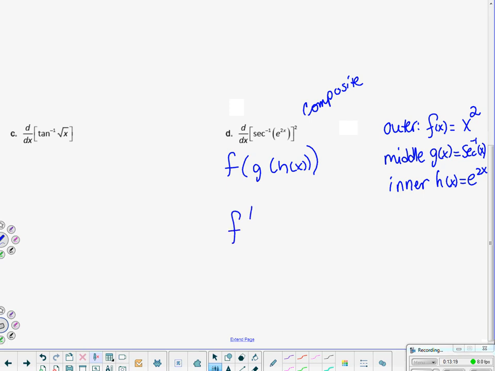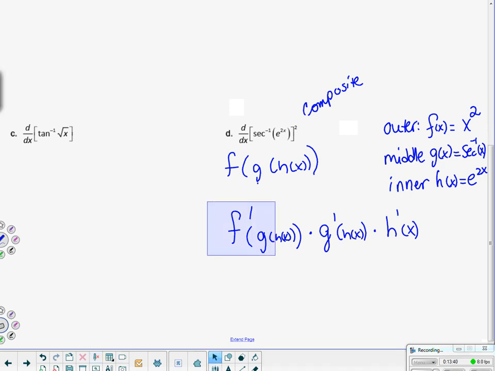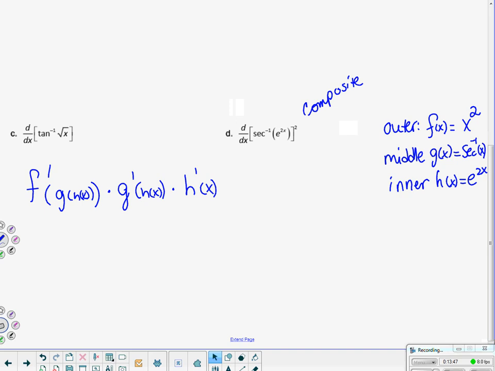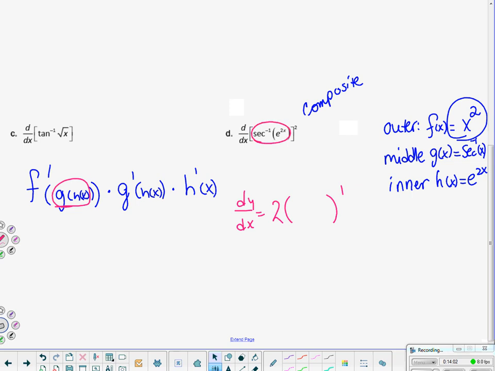And to take its derivative, I take the derivative of the outer, leave the inside, multiply by the next layer, which is g prime. So I'll have g prime at h of x, and then I'll have h prime of x, right? Those 3 layers create the chain rule for us. So let's start with our outer squaring. The way to take a derivative of something squared is to bring down the 2, change the power to a 1. And we have it at g of h of x, which is this stuff, secant inverse of e to the 2x. Okay, got that layer done.